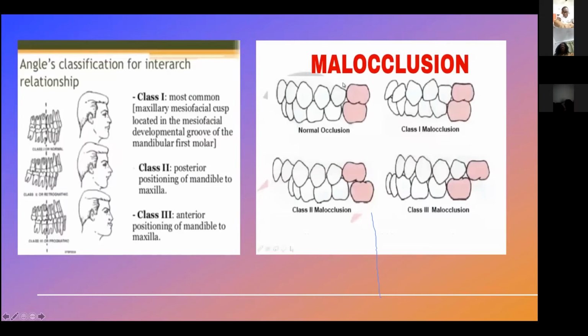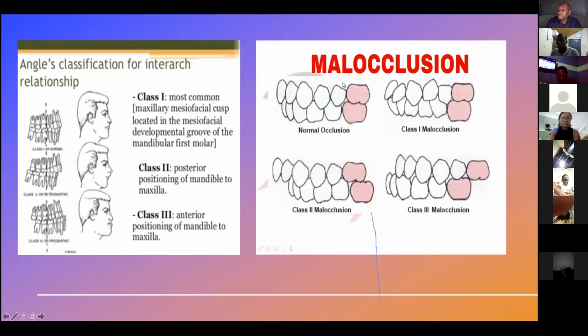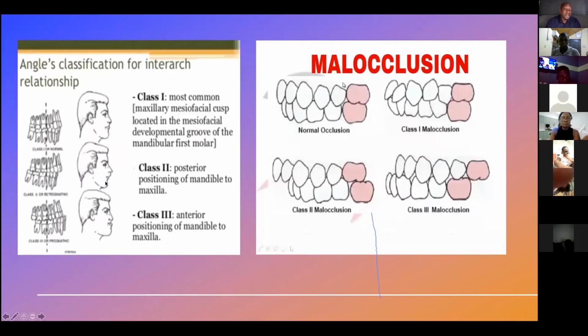This image here is looking at the skeletal profile of a class 1, class 2, and a class 3. And clearly, if you look at the lip profile, you can see the differentiation between class 1, class 2, and class 3. But also if you look at the posterior relationship, you can see the difference as well between class 1, class 2, and class 3, and what is determined to be a normal occlusion.